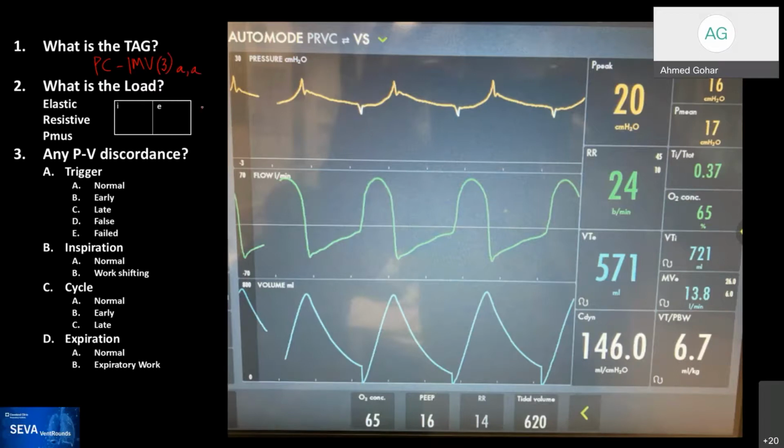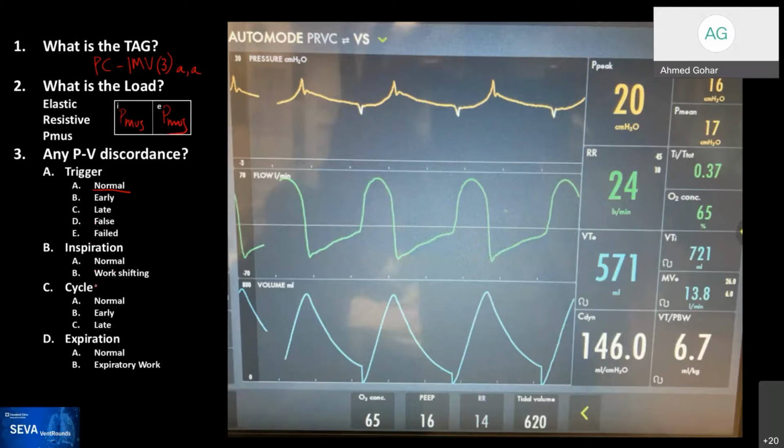and pretty consistent Pmus actually. I like the fact that the patient is very consistent, reliable, and predictive. And then looking at expiration, there is expiratory work as well. Now looking at trigger, the trigger seems to be appropriate. These are pressure triggered breaths, and there isn't delay. The flow starts right away. So I think it's normal trigger at this point.